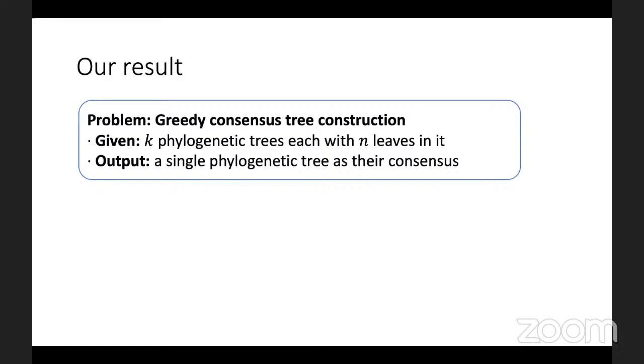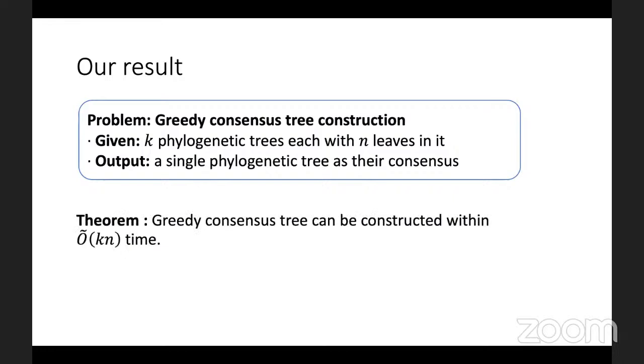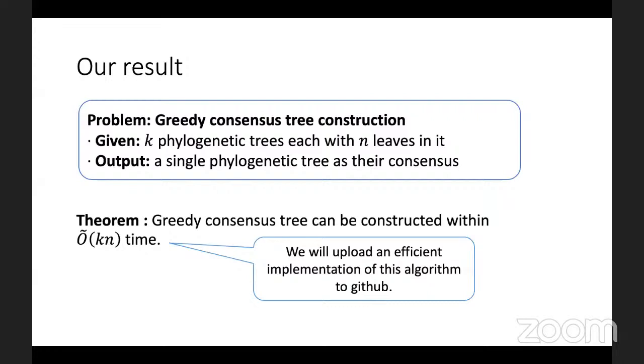So the input size of our algorithm is kn, since there are k phylogenetic trees in the input, and each of them has n leaves. Our result is about how we can construct such a greedy consensus tree in near optimal time, which is O-tilde of kn time. It is optimal up to polylogarithmic factors. Since our algorithm is actually a very practical algorithm, we will upload an implementation to GitHub because it might be of interest for some bioinformatics purposes. Thank you. This is the end of my talk.